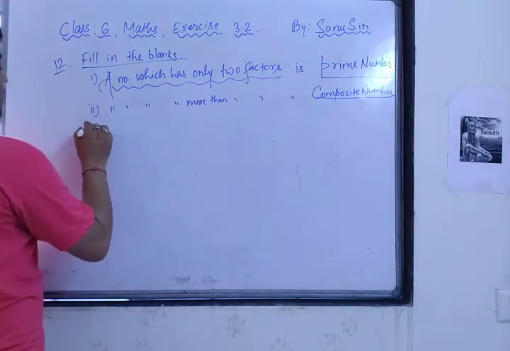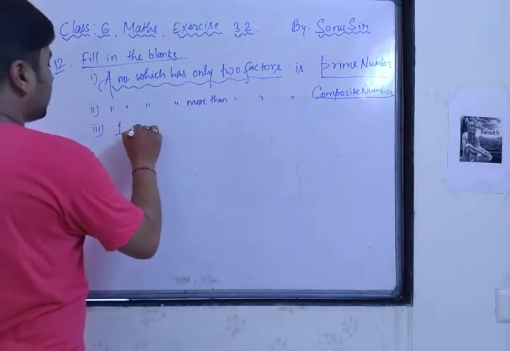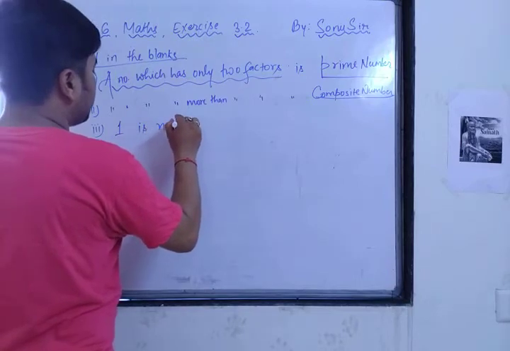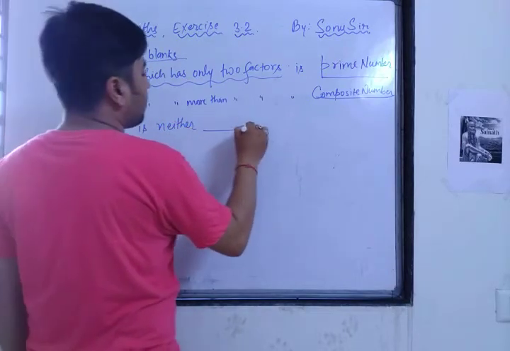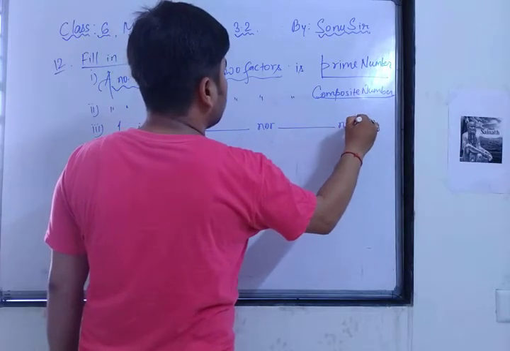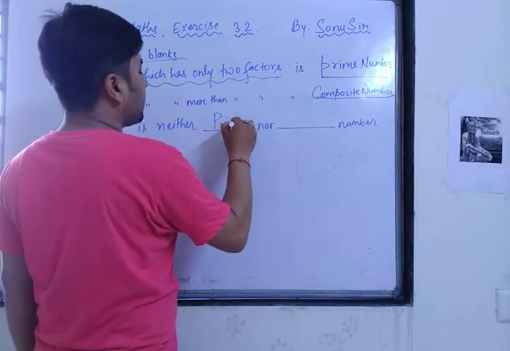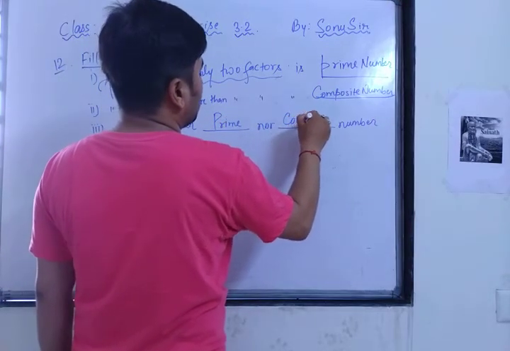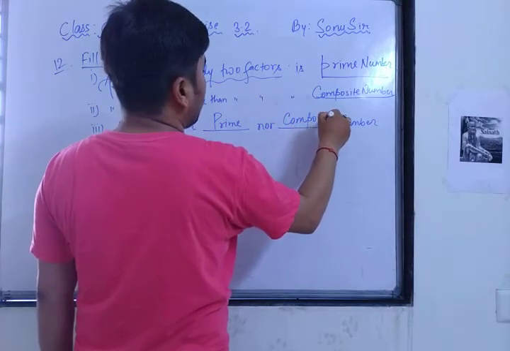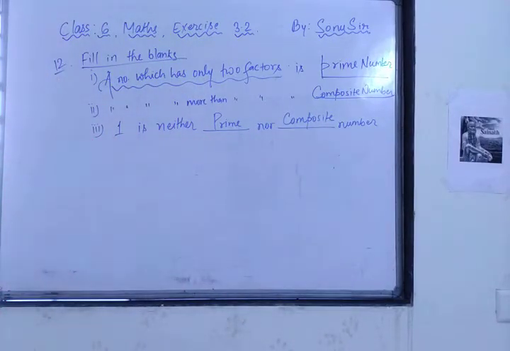Now we are moving towards the third fill in the blanks. Third fill in the blanks is, one is neither. Can you tell me what is neither prime number nor composite number? One is neither a prime number nor a composite number. Got it?